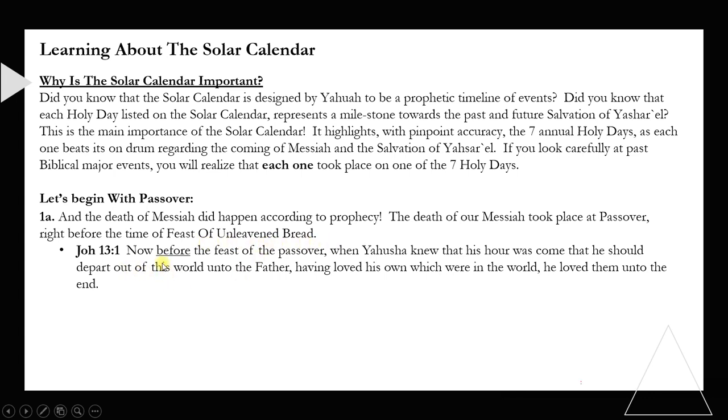John 13:1. Now before the feast of the Passover, when Yahushua knew that his hour was come, that he should depart out of this world unto the Father, having loved his own which were in the world, he loved them unto the end. So we had in the Old Testament the prophecy about the coming Messiah, our Passover lamb, and we see in John 13:1 the fulfillment of it. And it happened on the exact day that it was given to Moses in the book of Leviticus that this day is considered the day of Passover. It happened on that day, on the calendar that was instituted back then.